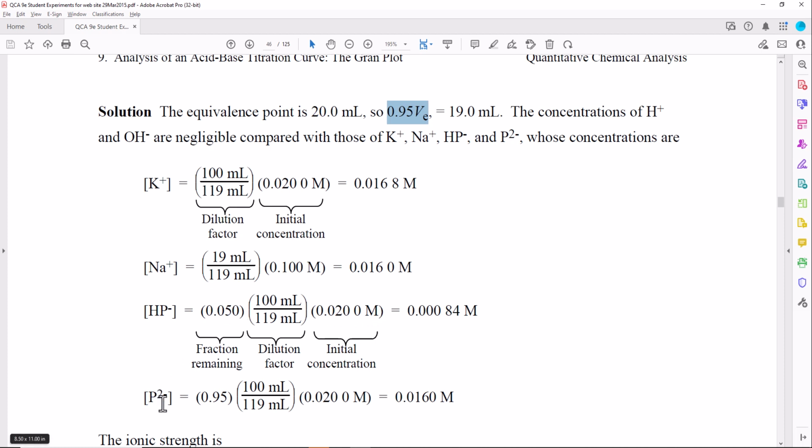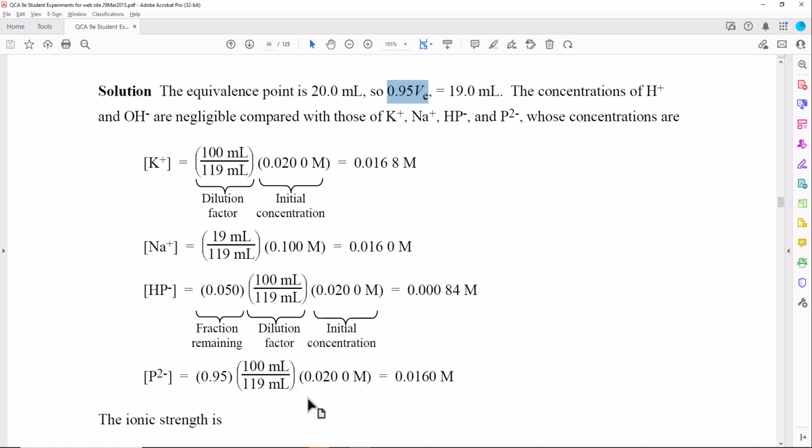We can do the same thing with the P²⁻, except instead of fraction remaining, it's the fraction completed. We've completed 95% of the way to our equivalence point volume, so we're at 0.95. We account for the dilution factor again. We started with 100 milliliters of the KHP solution. We've now diluted it down to 119 milliliters because we've added 19 milliliters of sodium hydroxide. Then we multiply by this 0.020. I just wanted to point out that in this term, for the HP⁻ molarity and the P²⁻ molarity, we have this dilution factor times the initial concentration, and that turns out to be the same as what we calculated for K⁺. So we can reuse that when we're doing these two calculations down here.